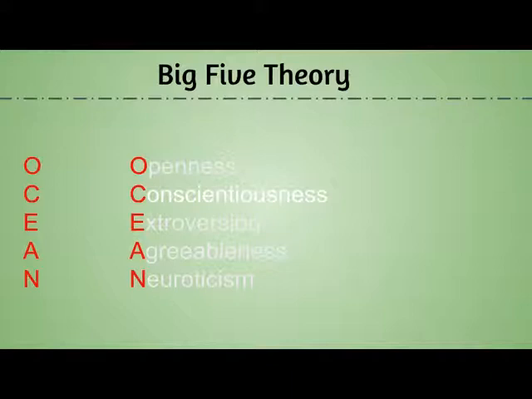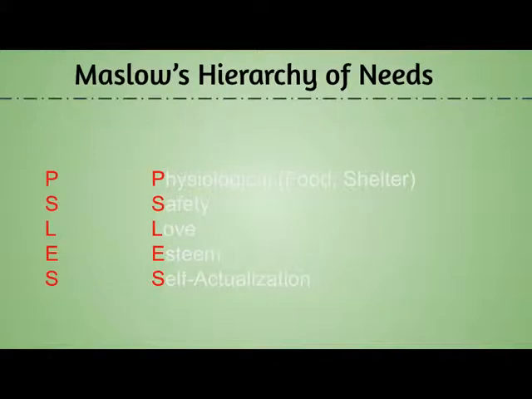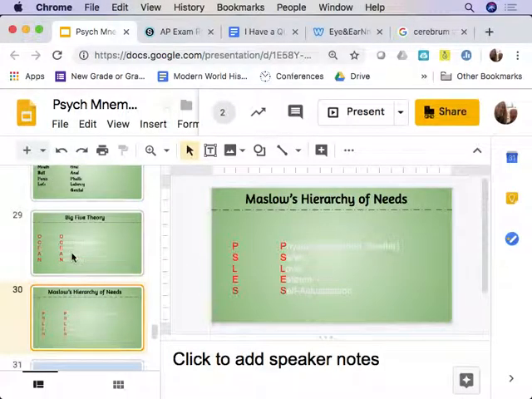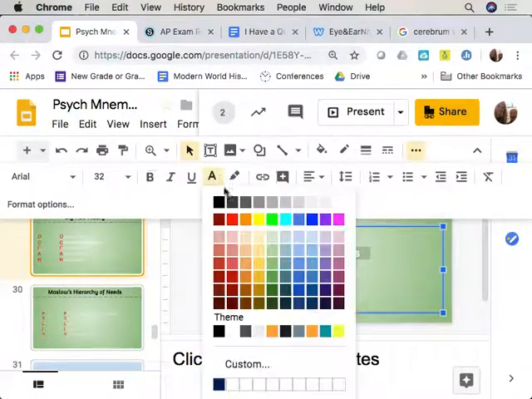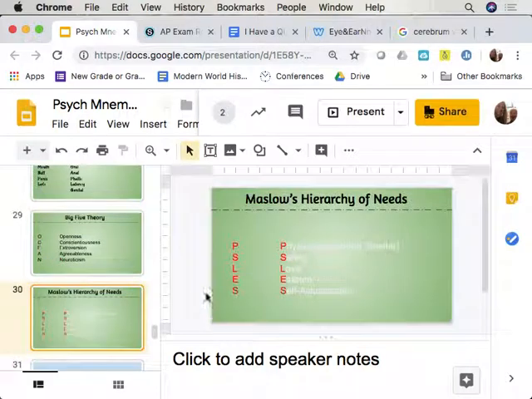The Big Five. Wow, you can see that good too. Okay, so openness, conscientiousness, extroversion, agreeableness, and neuroticism. I haven't changed all of them yet to the black. Hold on, I'll do it now.